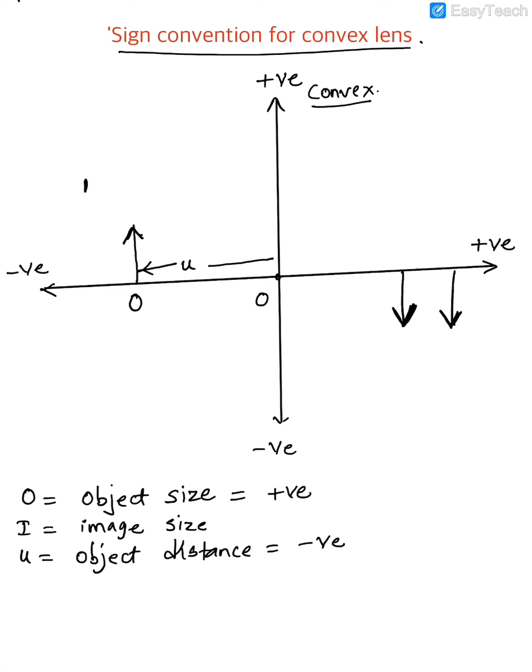Correct? Or it could be here also, behind this also. Since there is no fixed direction or position of the image, we will not state anything about this. So the image can be formed anyhow. But remember, if the image is formed like this, like an inverted image, then we will say it is negative, because the arrow is going downwards, and downward is taken as negative. That's why. Okay.